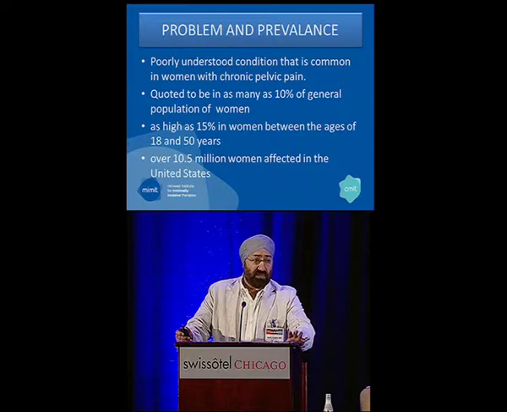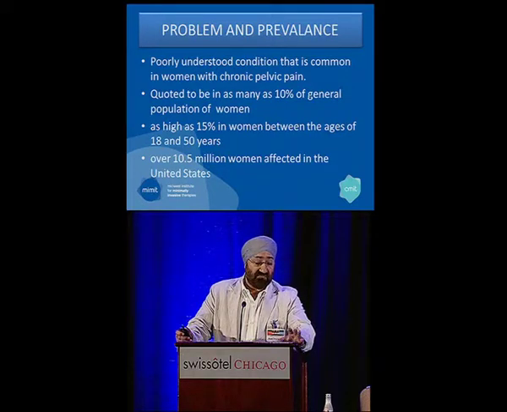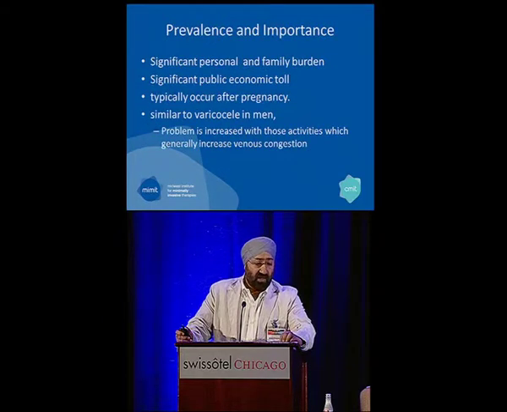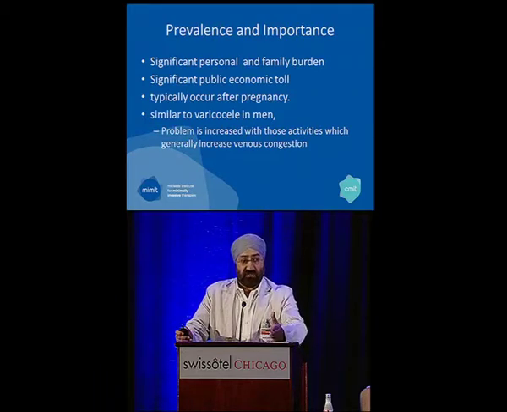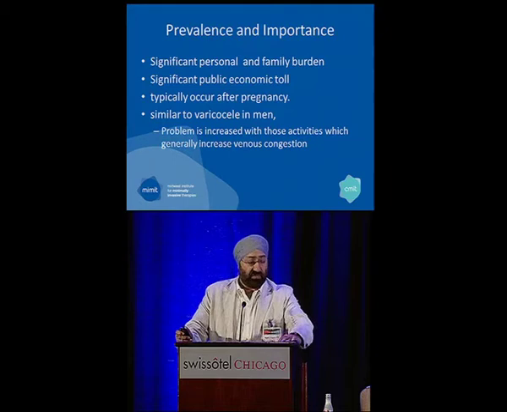And it's been quoted to be as common as 10% of the general population of women, and that's very high. And in the 18 to 50 year range is as much as 15%. So over 10.5 million women in the US alone. And this is a significant family burden. It ruins the relationship. This is the childbearing age, active sexual age. They have painful sexual intercourse, destroys that relationship, causes a lot of issues within the family, the kids, et cetera, especially now more and more women are in the workforce.